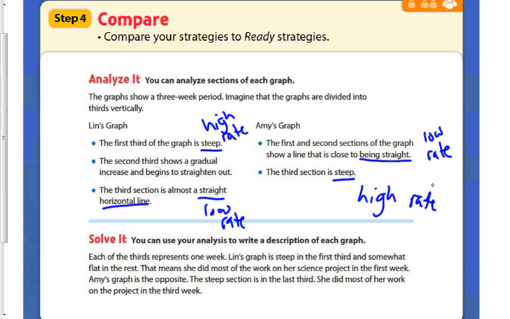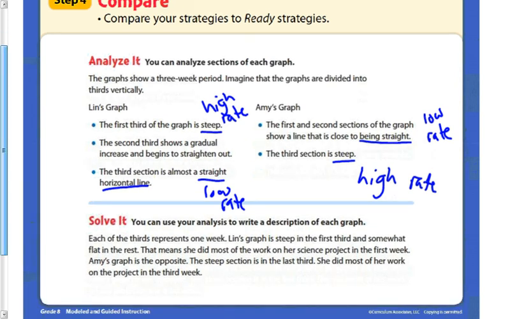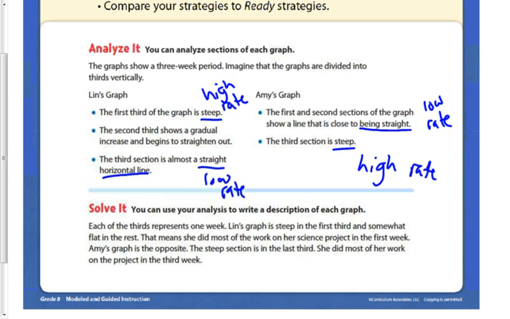And that can help us describe maybe the situation. You can make up your own situation for that based on the information that you found in a graph. So where it says solve, it says you can use your analysis to write a description of each graph. So here's a suggestion for how you can write it. It says each of the thirds represents 1 week. So again, we're looking right here.